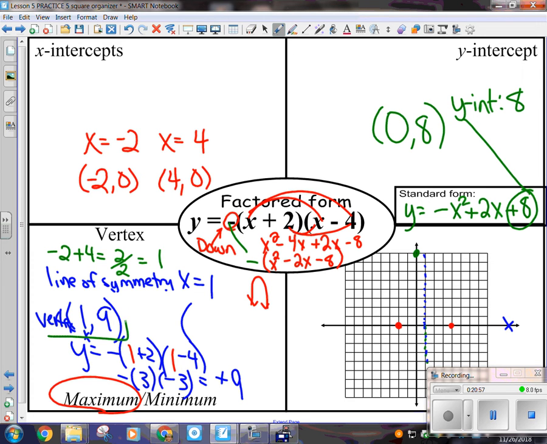Over 1, up 9. So it should just be 1 up here, 1 above it. I think it goes 1, 2, 3, 4, 5, 6, 7. It just goes up 8. So just go 1 little dot above it. Do you now have enough points to know what the graph looks like? Yes. Guys, we're working with factored form and standard form. We haven't really worked with vertex form, but we're getting ready to in just a minute. Okay, moving on to the next one.